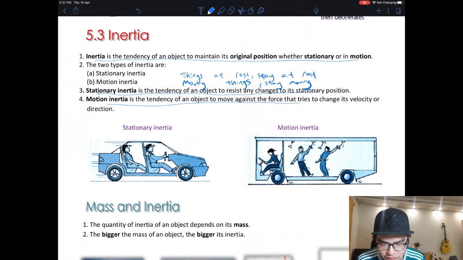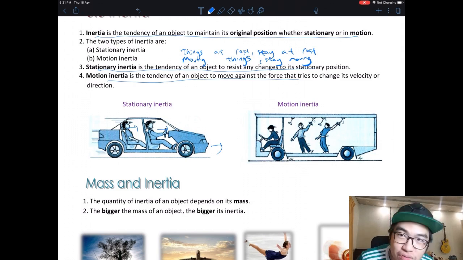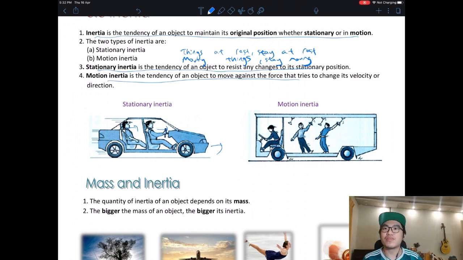All right, so can you see stationary inertia? When the car is moving, I'm moving as well. When I brake the car, now the car stops, but my body wants to keep moving forward because I have the inertia. That's why when you brake the car immediately, you will just go forward because you have the inertia.